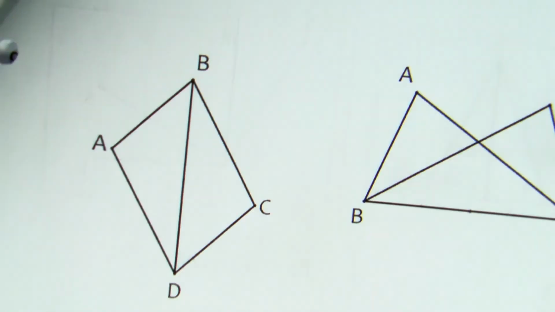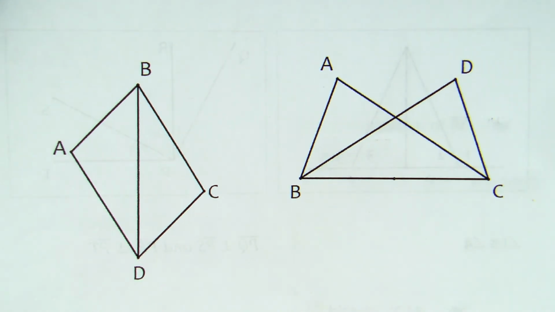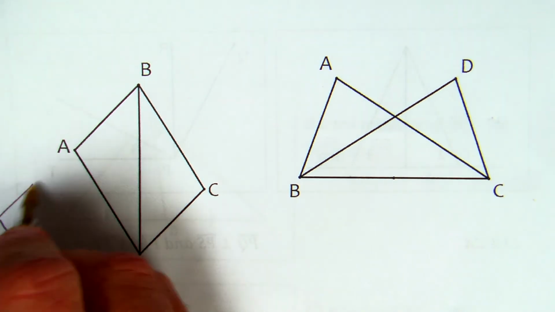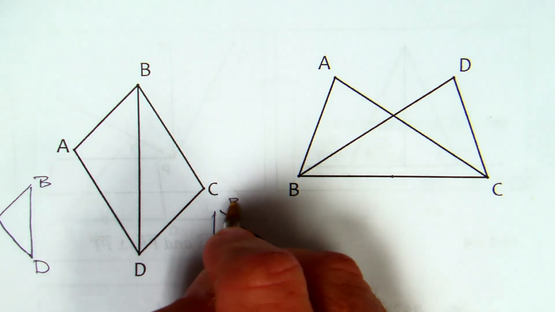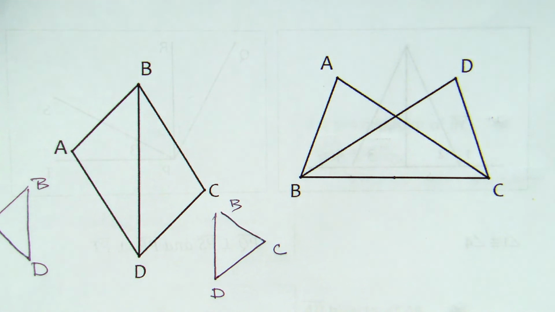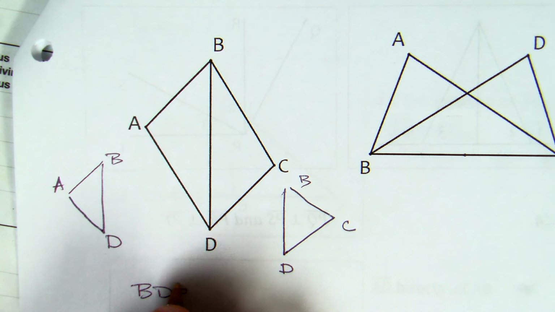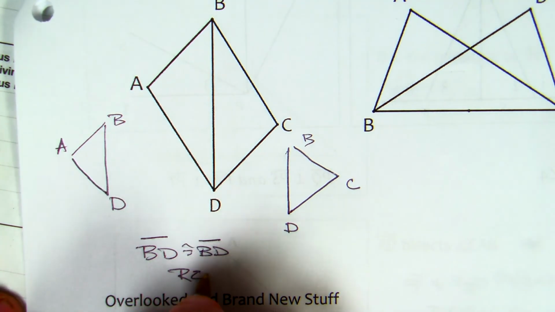Okay, on the back. You don't have to use it in a proof on Tuesday, but you do need to be able to identify it. So here's the idea. Drawn separately, that's triangle ABD, and that's triangle BDC. So that's the two triangles drawn separately. What segment do you notice is in both? BD. See it? So we can say BD is congruent to BD, and you have to know for Tuesday that is an example of the reflexive property.